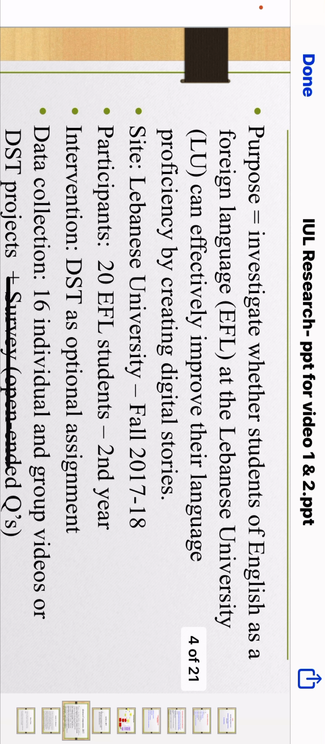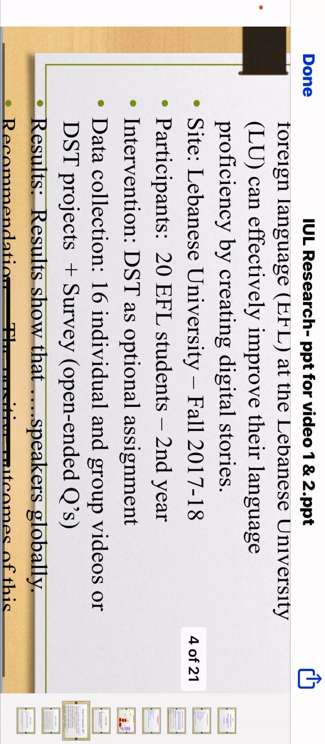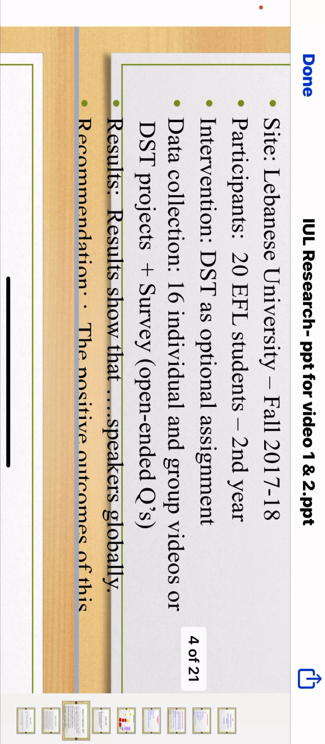We're trying to find out whether digital storytelling is effective or not effective in improving the students, which students, these are EFL, so they are majoring in English education, at the Lebanese University. Something else you can get, the site, the Lebanese University, you can also get the time. It's fall 2017, 2018. Participants, who are they? 20 EFL students, second year. So we specified who they are. They are 20 students in their second year at the Lebanese University, fall 2017, 2018.